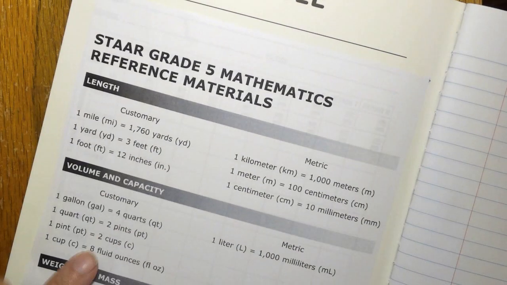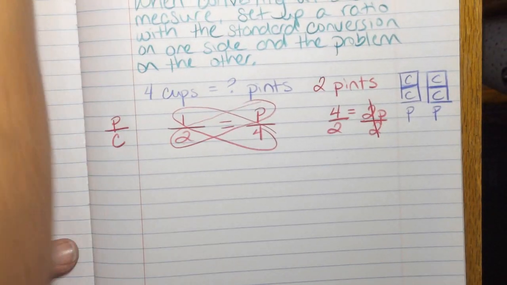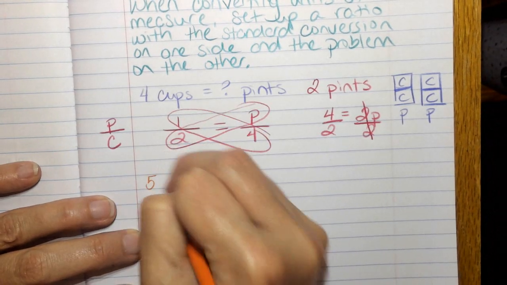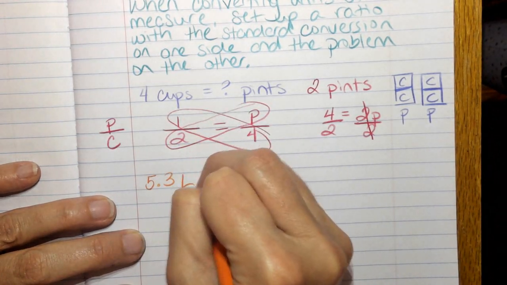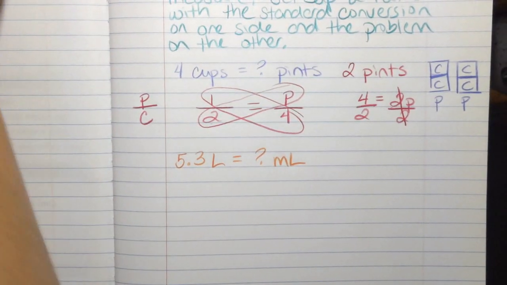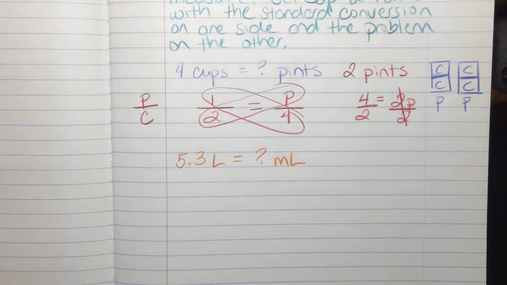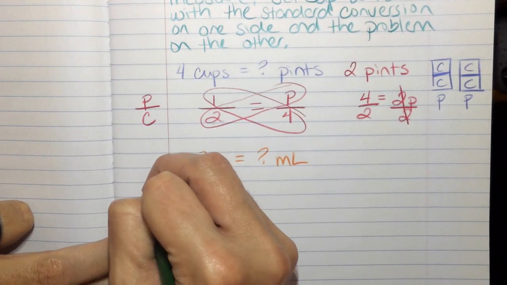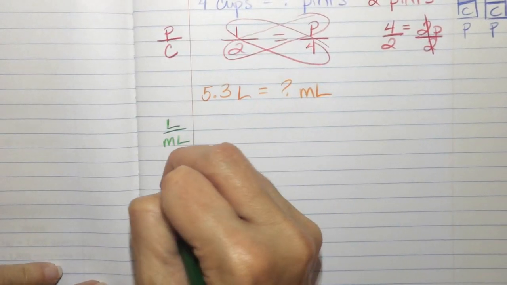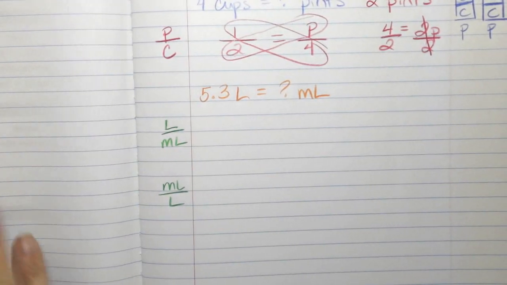So let's do liters and milliliters. I want to know 5.3 liters equals question mark milliliters. Again, I've got to make sure that I set this up the same for both sides. So I'm going to do liters over milliliters, and then I'm actually going to do the opposite, milliliters over liters, to show that it doesn't matter as long as it stays the same.